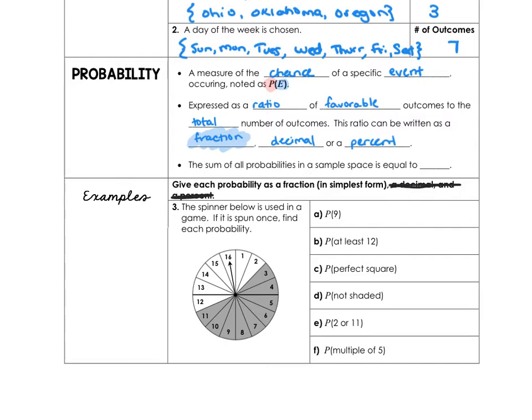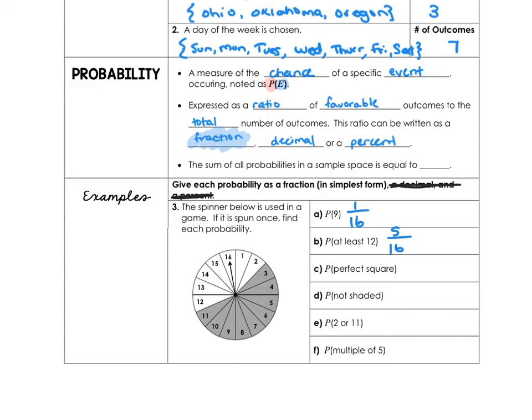So my answer would be 1 out of 16 because there's only one 9 on that spinner and there are 16 possible numbers it can land on. Okay, so how about the probability of at least a 12? So I'm looking for any number that is 12 or greater. Well, if I count those up, I get 12, 13, 14, 15, 16. So there are 5 numbers greater, or at least 12 out of the 16 total.